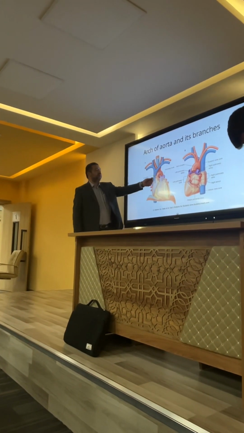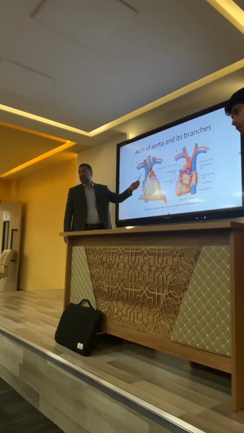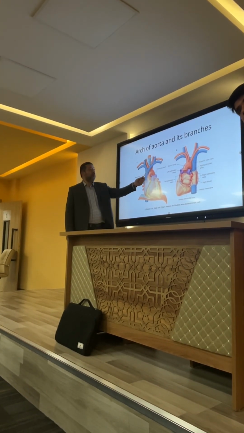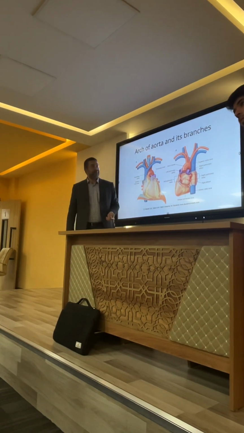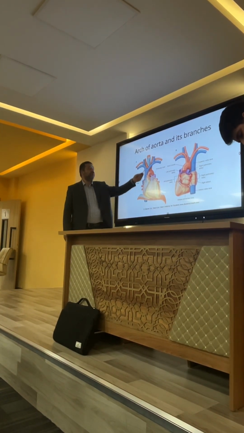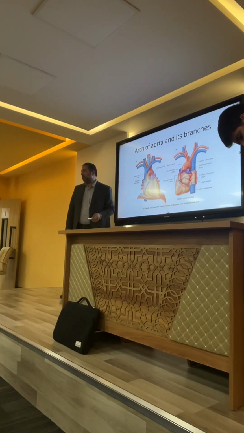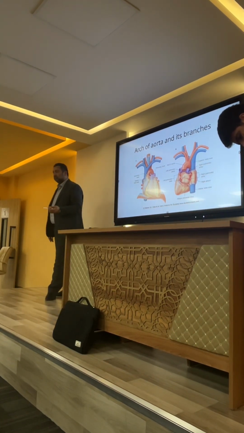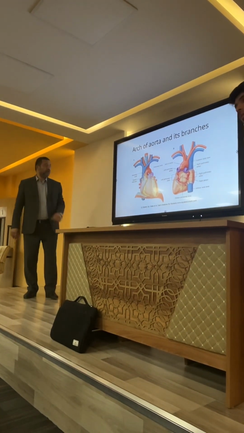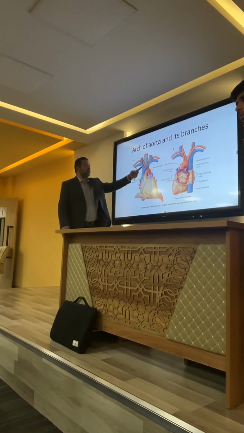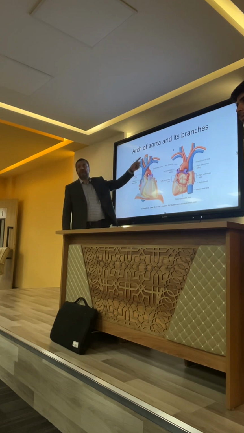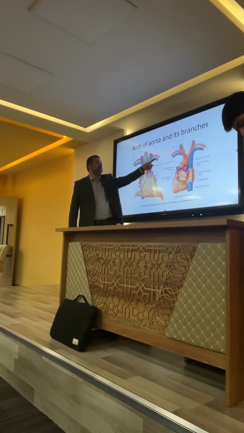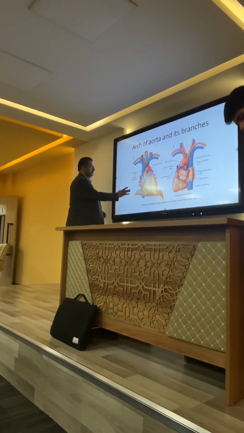You see here anterior view of the arc of aorta, and this is posterior view of the arc of aorta. And these are branches of the arc of aorta. I told you about branches of arc of aorta: brachiocephalic trunk, left common carotid, and left subclavian arteries.